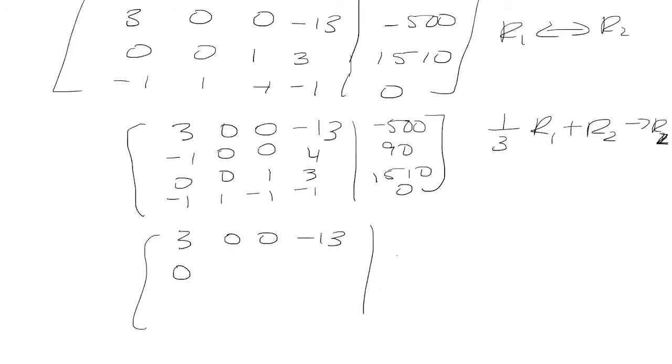So 1/3 times 0 plus 0 is 0. Same thing. 1/3 times negative 13 is negative 13 over 3, and then plus 4 becomes negative 1 over 3. So 1/3 times negative 500 plus 90 is going to give us negative 230 over 3. The other rows stay the same.